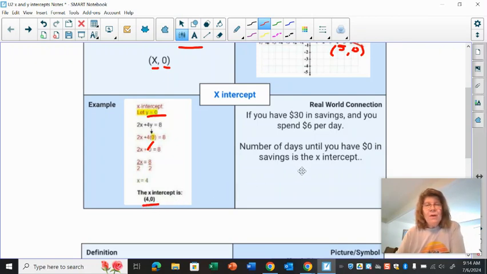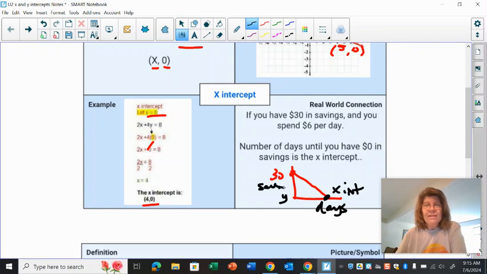All right. So as a real-world connection, if you have $30 in savings, so you start out with $30, that would be your starting point right here. And then you're spending $5 per day, so that is your slope, right? You're going down $5 a day. So when you hit 0, right, when your y-coordinate is 0, that is your x-intercept. Okay, and that would be the number of days where you have $0. Okay, if this right here is your savings.